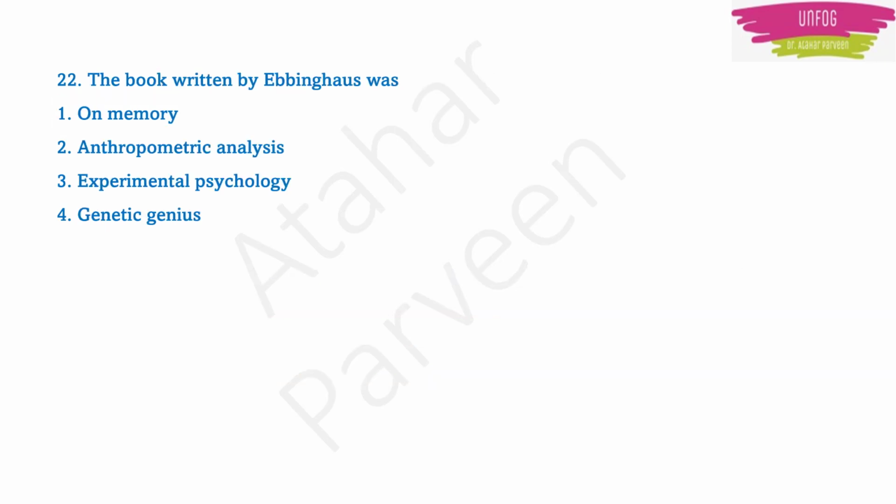Next, question number 22. The book written by Ebbinghaus was. What is the book name which was written by this psychologist? The options are: on memory, anthropometric analysis, experimental psychology, genetic genius. The book which Ebbinghaus wrote was on memory.